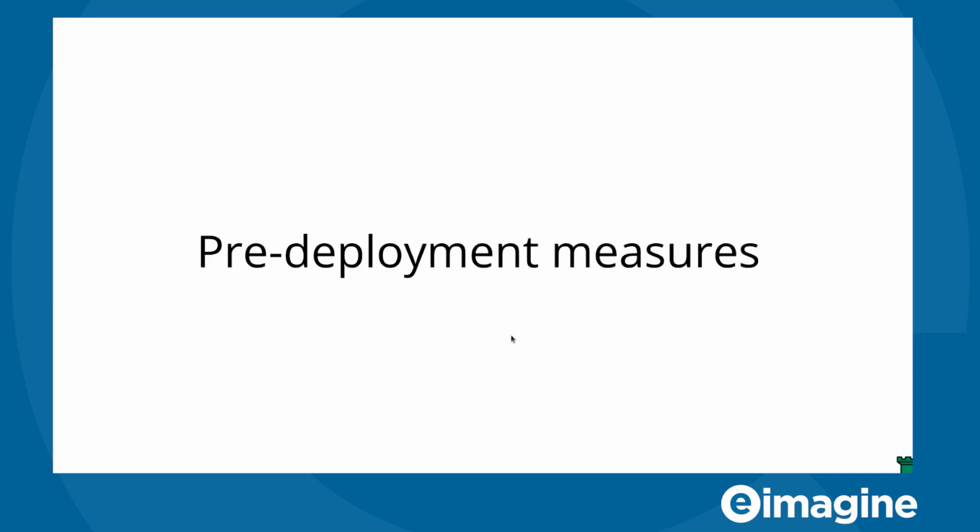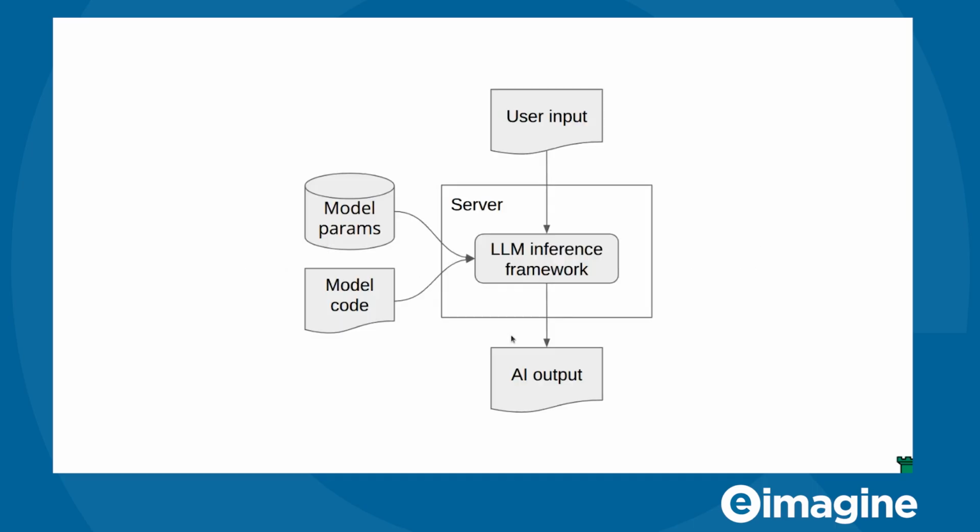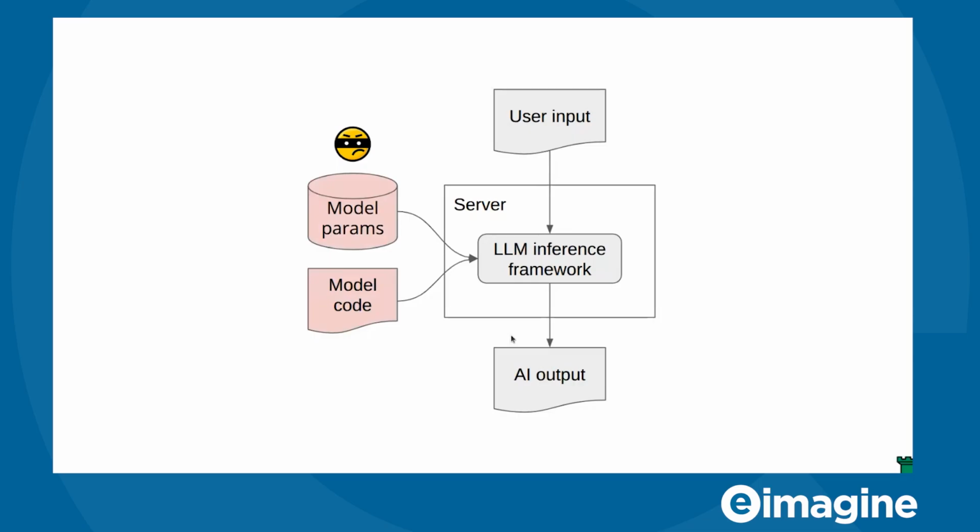So if we start with the pre-deployment phase, again, thinking about this as: I don't have a model, I need to go get a model. What you want to know is that somewhere, whether you are running this infrastructure or not, there are model data or parameters and model code that are being loaded into a server somewhere. And that server you are connecting with is where your user input is going in and your AI output is going out.